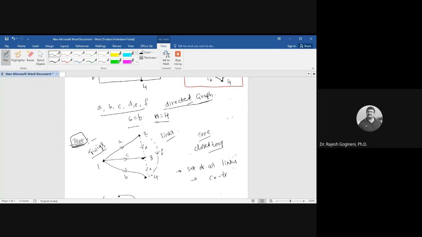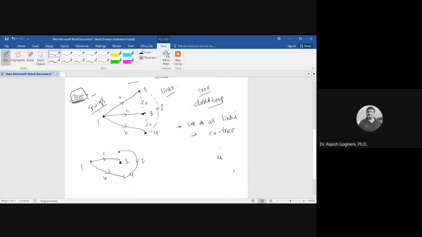Co-tree of a branch, right? The set of all the links is called a co-tree. Tree and co-tree, these two are called the complementary branches. So these two don't have any intersection. For a given tree, the twigs are the set of branches of the tree, and links are the branches by adding which forms a closed loop.